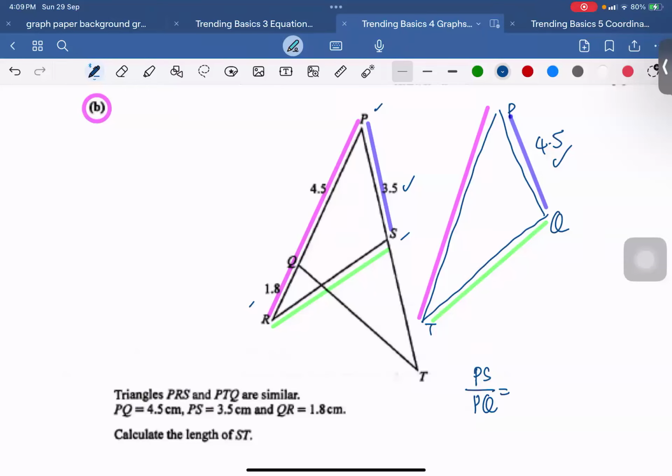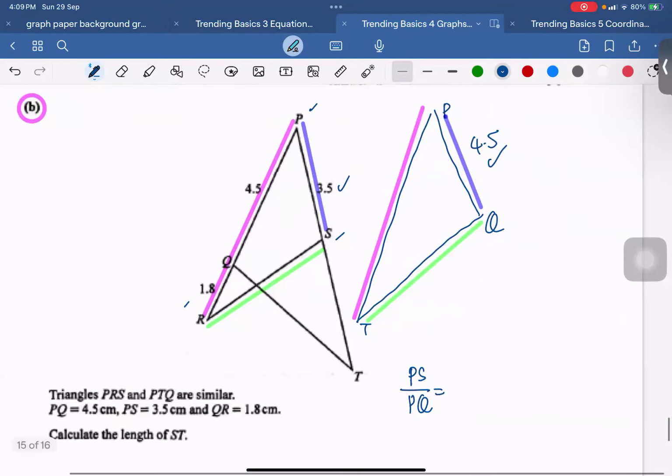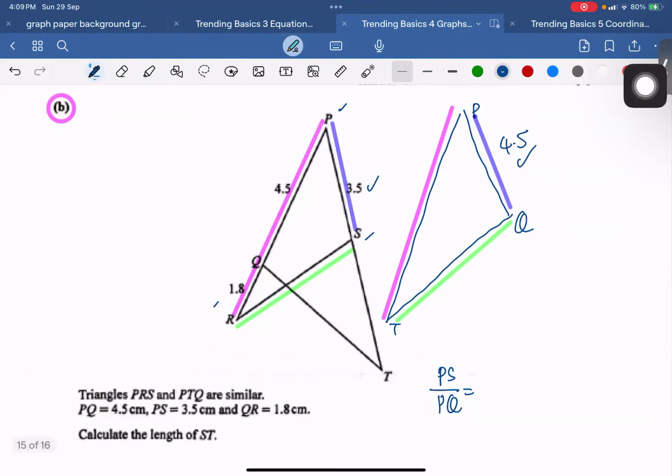Small over big. Another pair, QR is 1.8. QR, where's QR? Q to R is the small one, 1.8. So there are so many ratios or numbers that I do not know. In this case, I can only rely on writing down my ratio. I should write down all my ratios first. PS over PQ, 3.5 over 4.5.